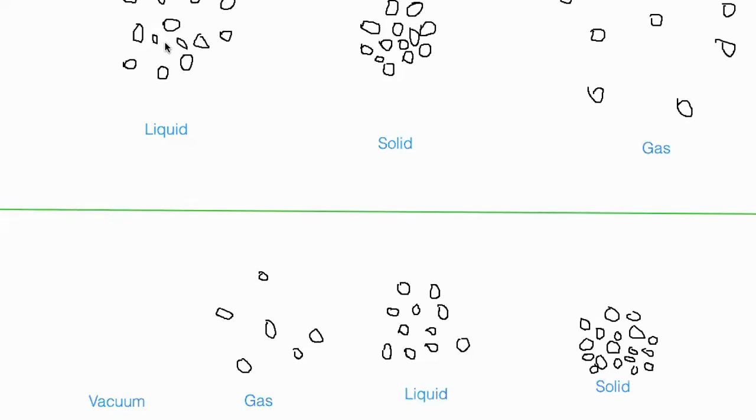So what happens when sound moves through a vacuum? Since in a vacuum there's no matter, or in a perfect vacuum, there's no matter, so sound can't actually travel through a vacuum.